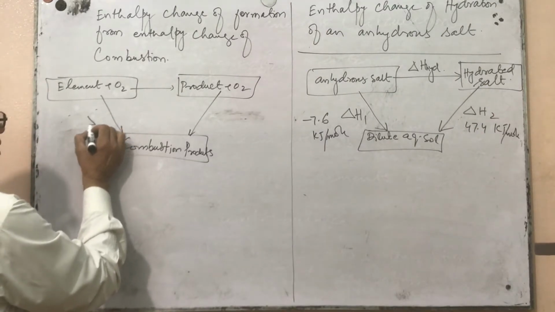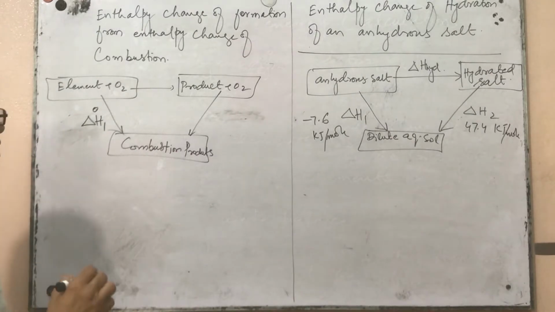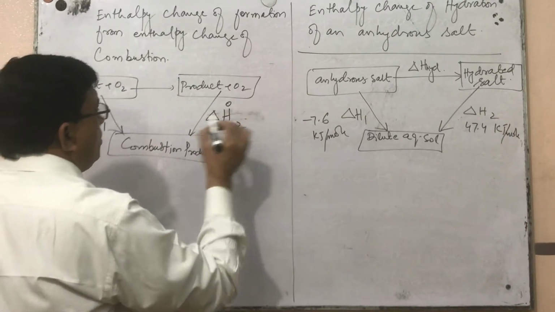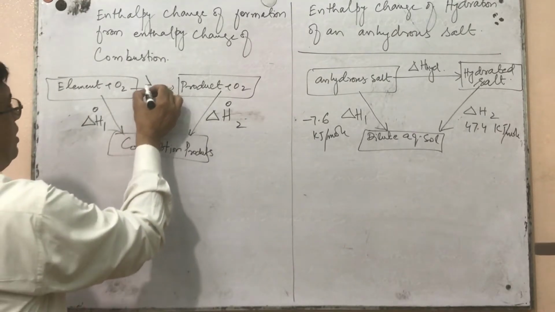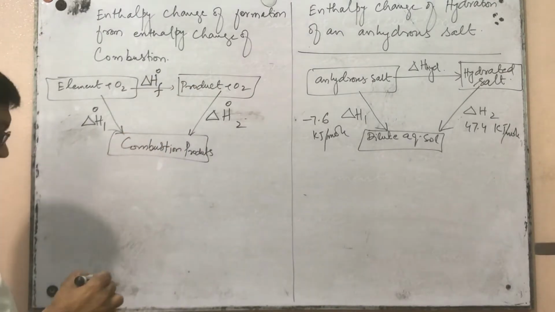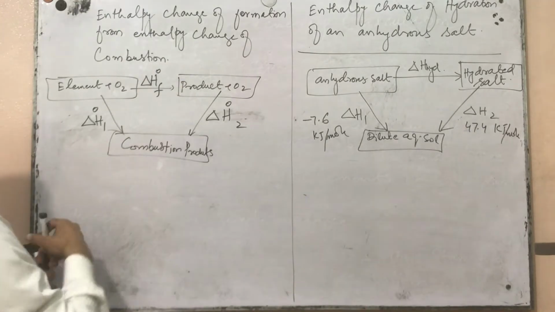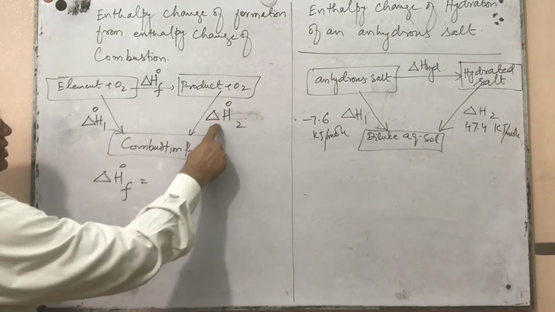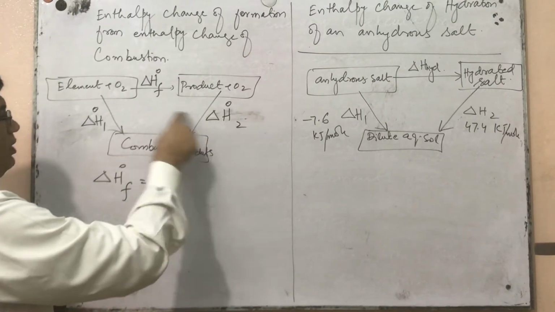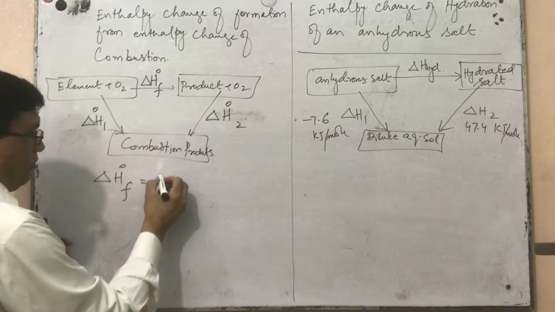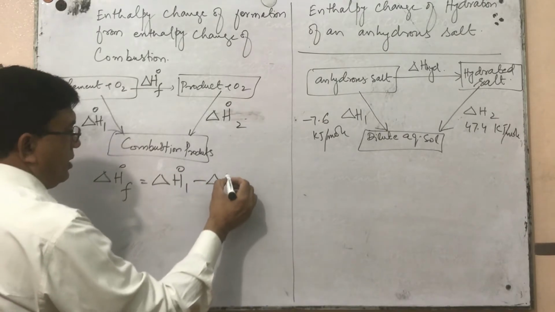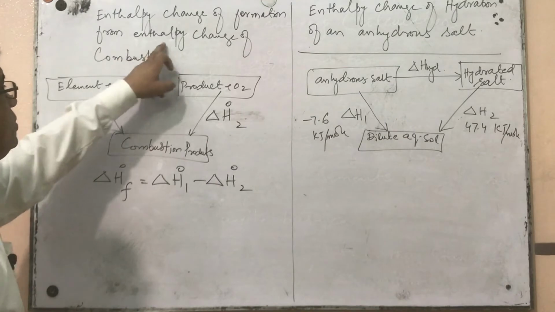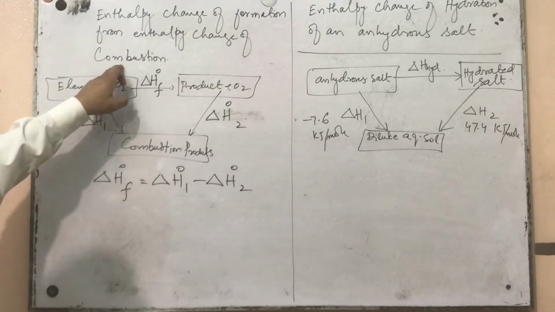During the direct route, the standard enthalpy change might be considered as delta H naught 1. For the indirect route, enthalpy change might be considered as delta H naught 2. Now, this will be the standard enthalpy change of formation. If we want to find out this standard enthalpy change of formation, remember always subtract this indirect route enthalpy from direct route enthalpy. The formula will become delta H naught 1 minus delta H naught 2. This will be the final formula which can be used to find out the enthalpy change of formation from the enthalpy change of combustion.